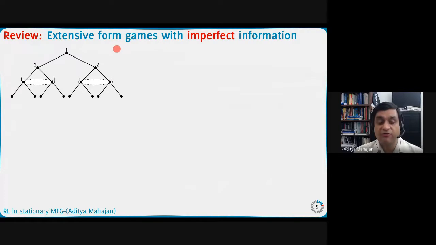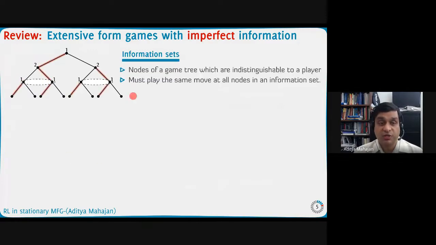Now, when players do not have complete knowledge of where they are in the game tree, these are known as games with imperfect information. Typically, these are represented by drawing information sets around nodes. And this means that in this particular information set, player 1 cannot distinguish whether it's on this part of the game tree or this part of the game tree. So an information set is just nodes of the game tree which are indistinguishable to a player. And since the player cannot distinguish between them, it must play the same action on all nodes which lie in an information set.